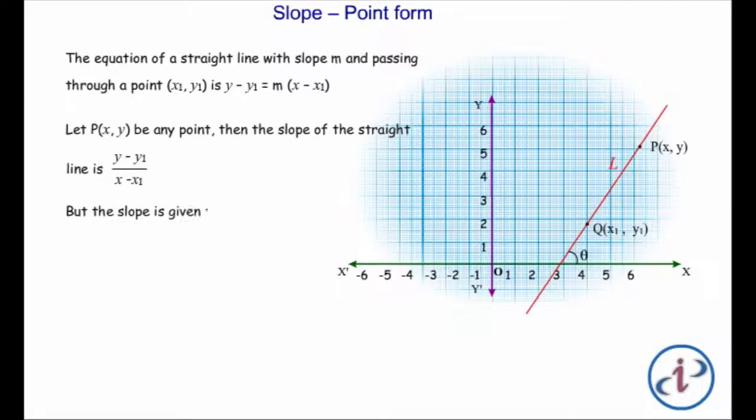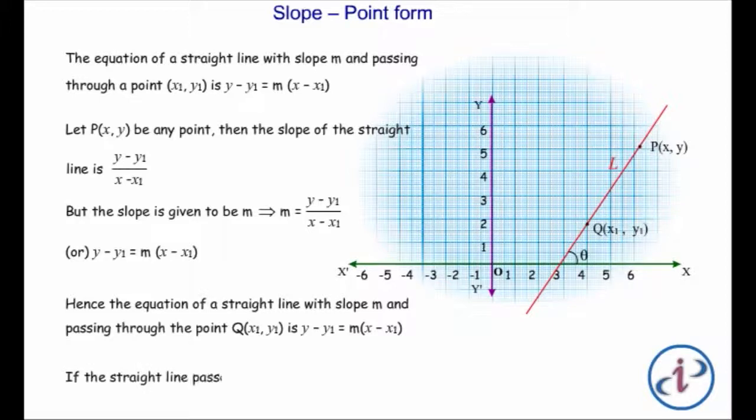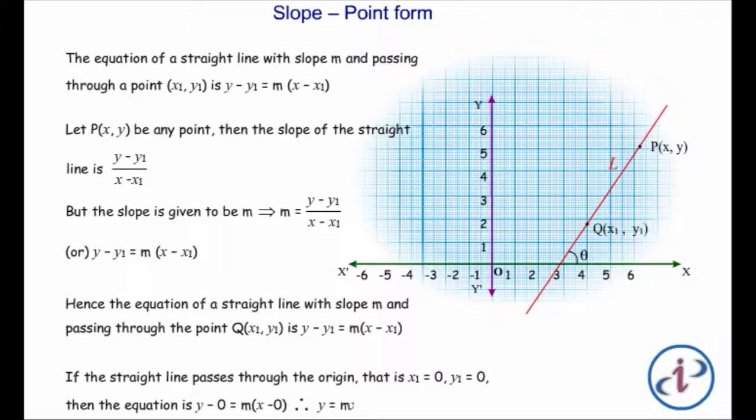But the slope is given to be m = (y - y1)/(x - x1), or in other words, y - y1 = m(x - x1). Thus, the equation of a straight line with slope m passing through the given point is y - y1 = m(x - x1). We also note that if the straight line passes through the origin, that is, x1 = 0, y1 = 0, then the equation is nothing but y = mx.